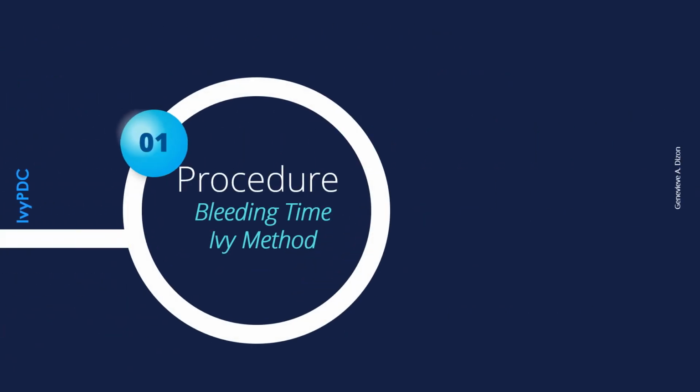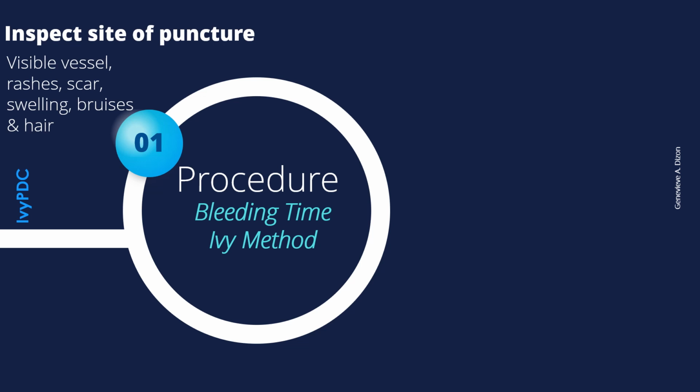These are the following steps in the IVY method used for bleeding time. First is to inspect the site of puncture, making sure that there are no visible vessels, rashes, scars, swelling, bruises, or hair. Hair should be shaved off if necessary. And to assist in the detection of the vessels or the capillaries, we can inflate the cuff to 70 millimeters of mercury. The site of puncture is the volar surface of the forearm.